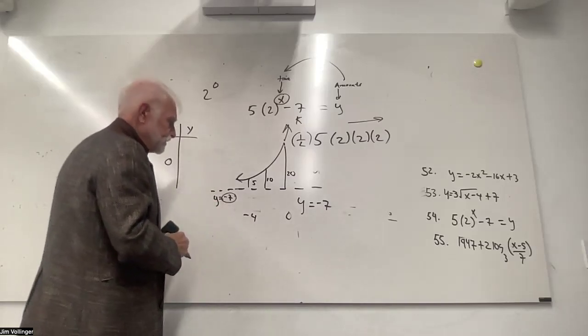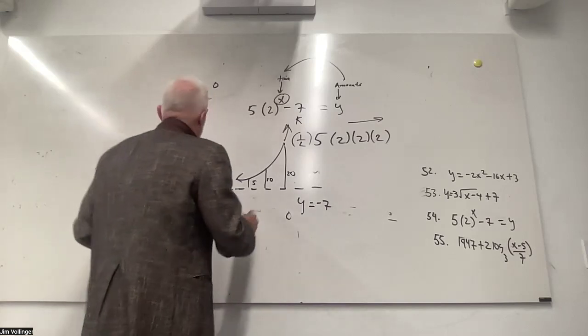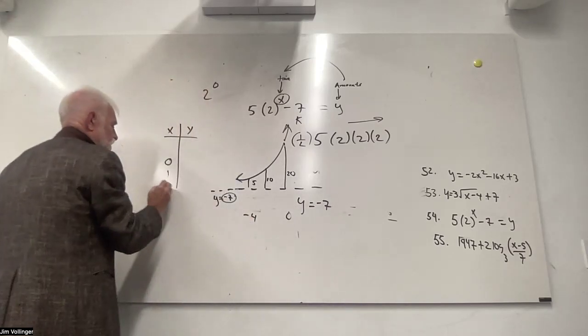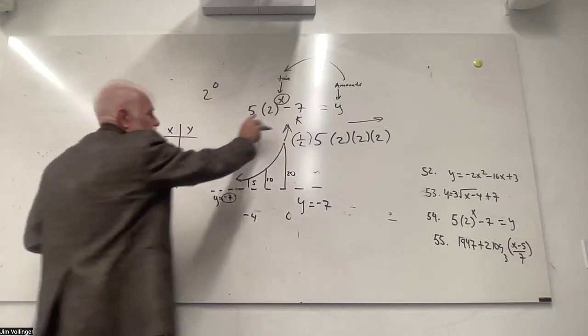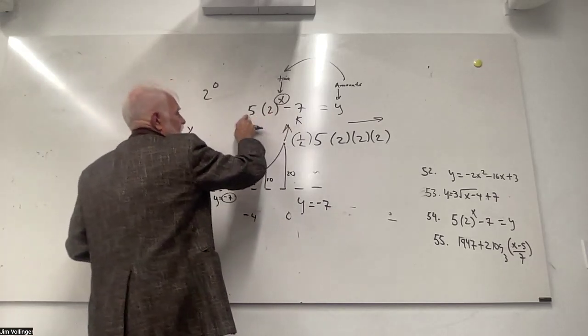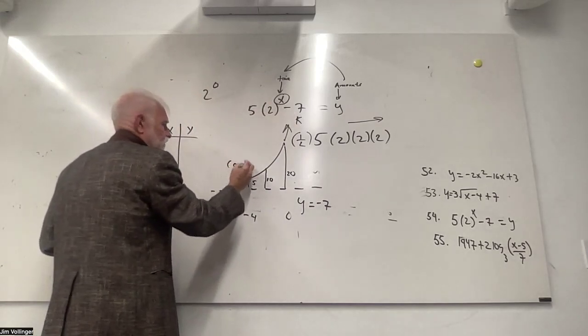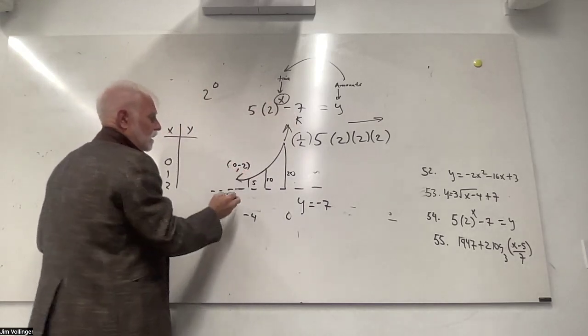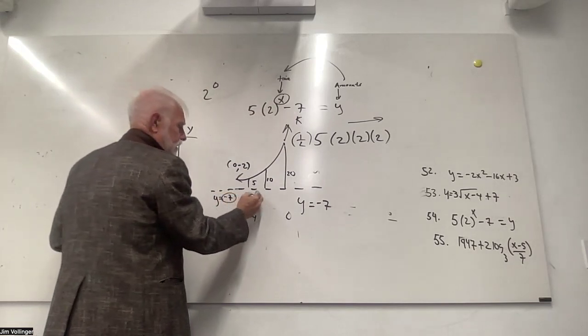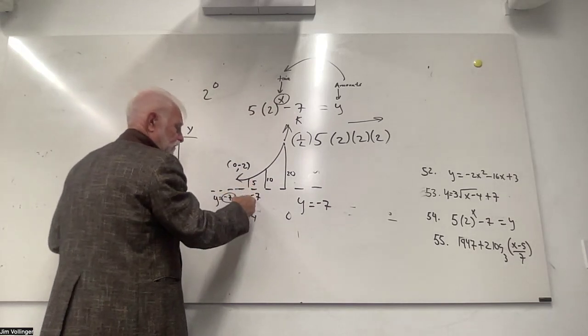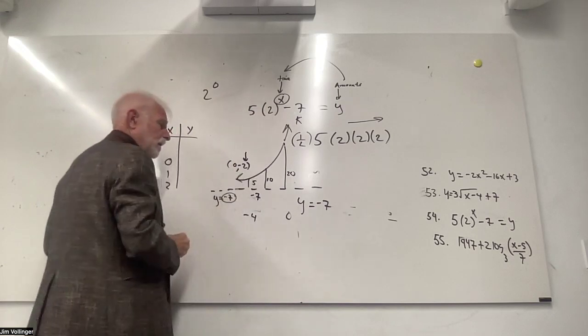All right, so that's what's going on. All right, so what do we want? We want numbers like 0, 1, and 2. They're the easiest to work with. 2 to the 0 is 1. 1 times 5 is 5, minus 7 is -2. So 0 gets me -2, and lo and behold, if I add 5 to -7, I end up there.